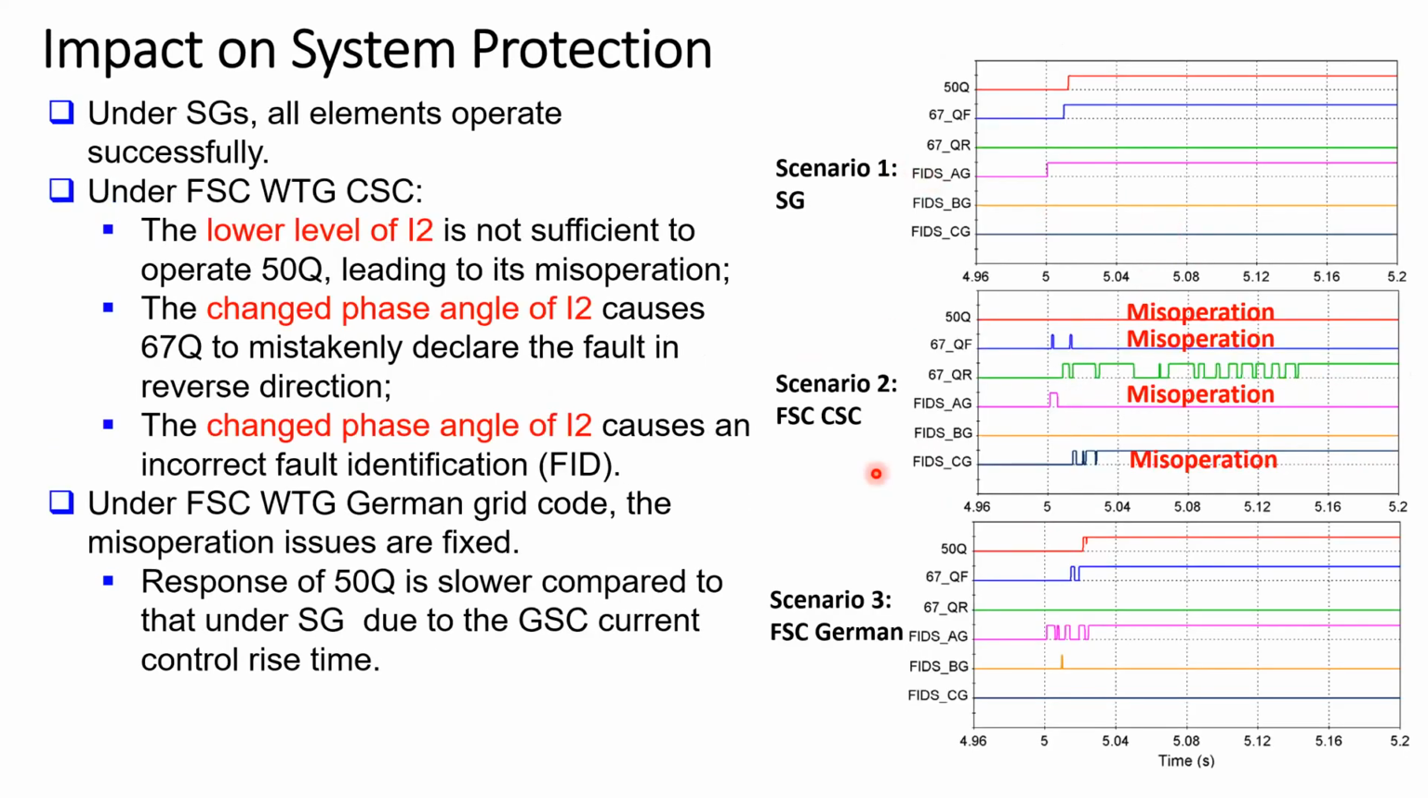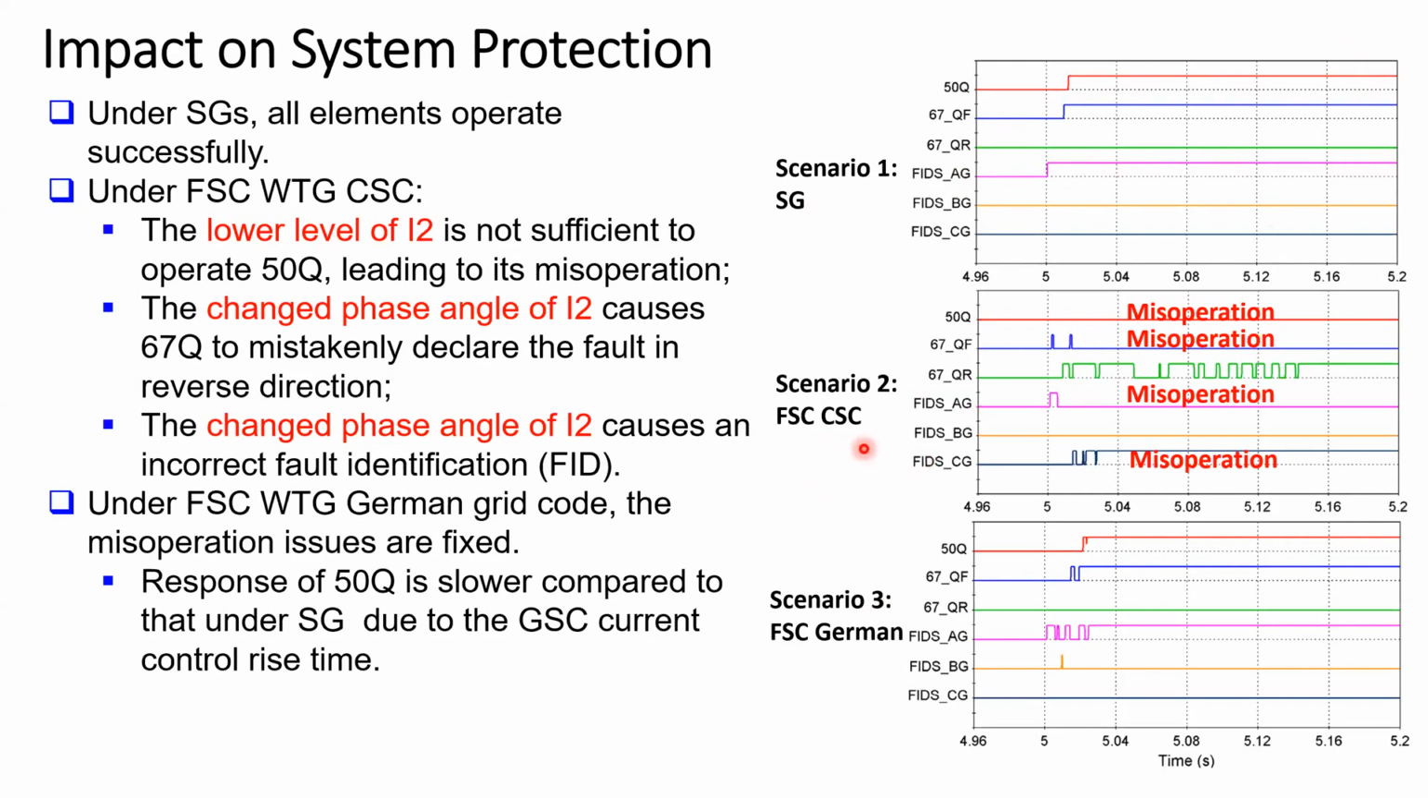So here are the responses of the protection elements in the three scenarios. In scenario 1, where we have synchronous generators, the overcurrent negative sequence element successfully asserts. It picks up because of the high level of negative sequence current. The directional element also successfully declares forward direction due to the predominantly inductive negative sequence current. And the fault identification scheme successfully declares phase A as the faulted phase.